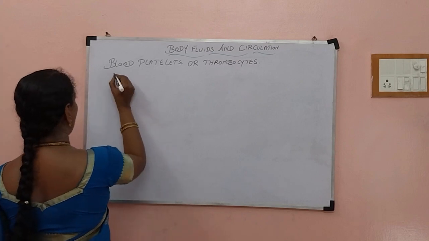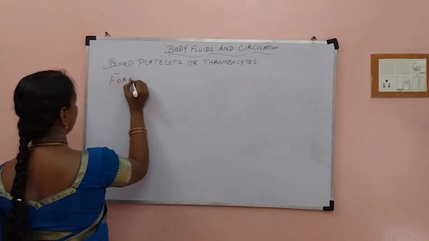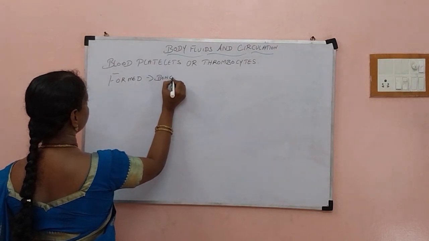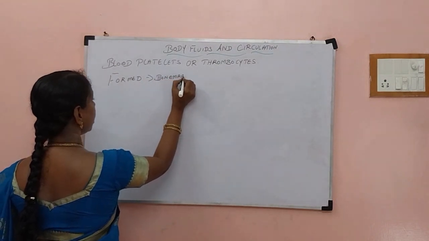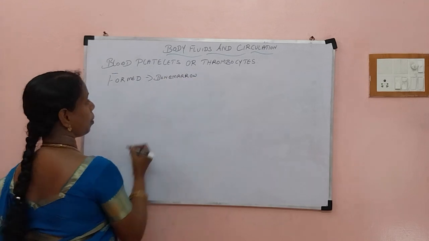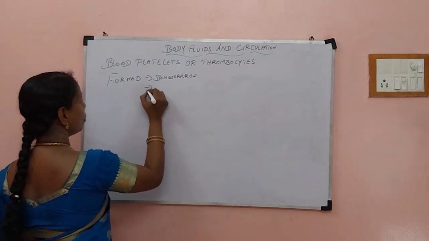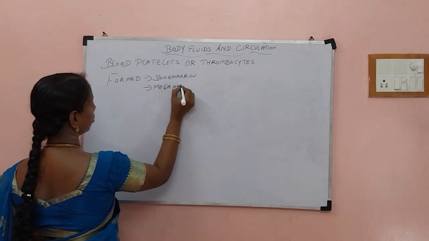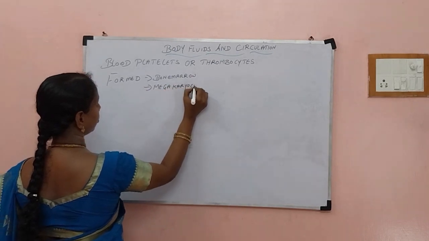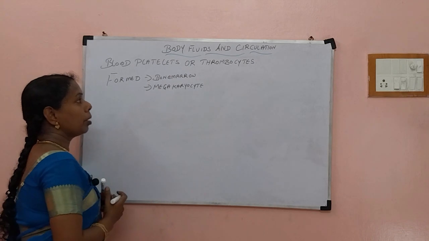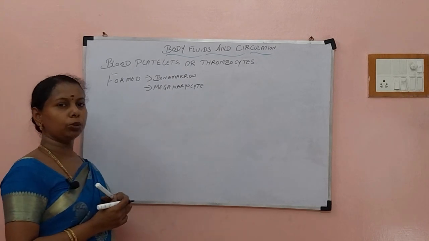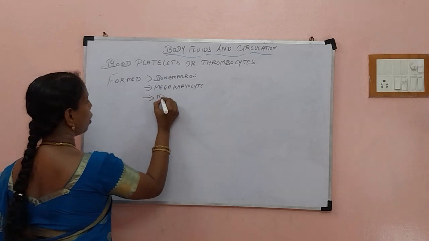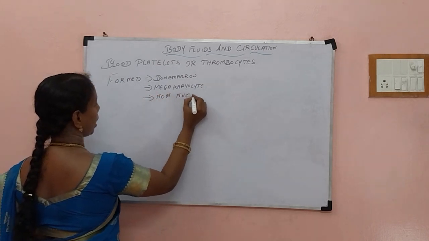It is also formed in bone marrow only. And which cell forms the thrombocytes? A possible question. It is formed from megakaryocytes. Okay, megakaryocytes of bone marrow. Do they have nucleus? They do not have nucleus. They are non-nucleated cell fragments.